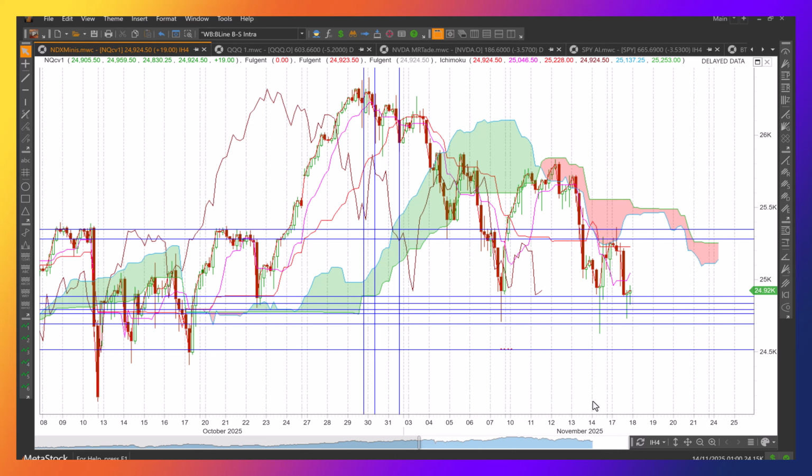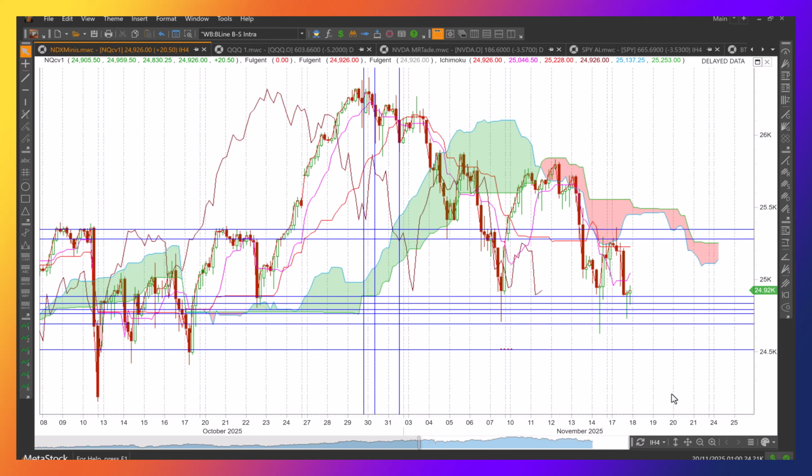Good morning, traders. Richard here, a quick Ichimoku Cloud Chart market review of the NASDAQ 100 Index Futures. The Metastock Reuters icon code is NQCV1 for the futures contract, the E-minis.